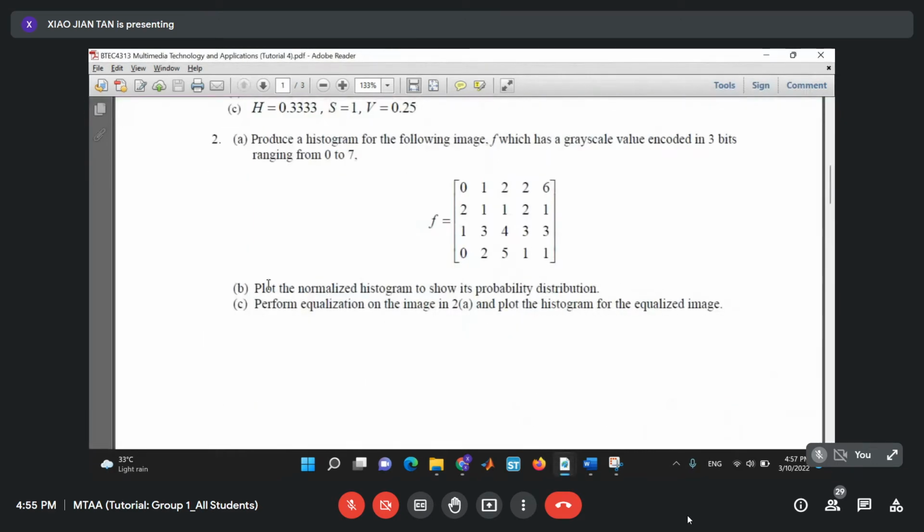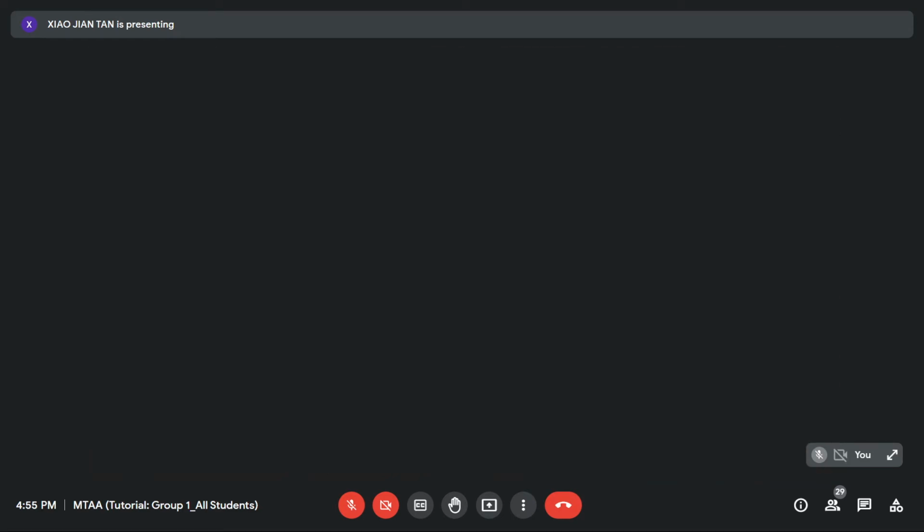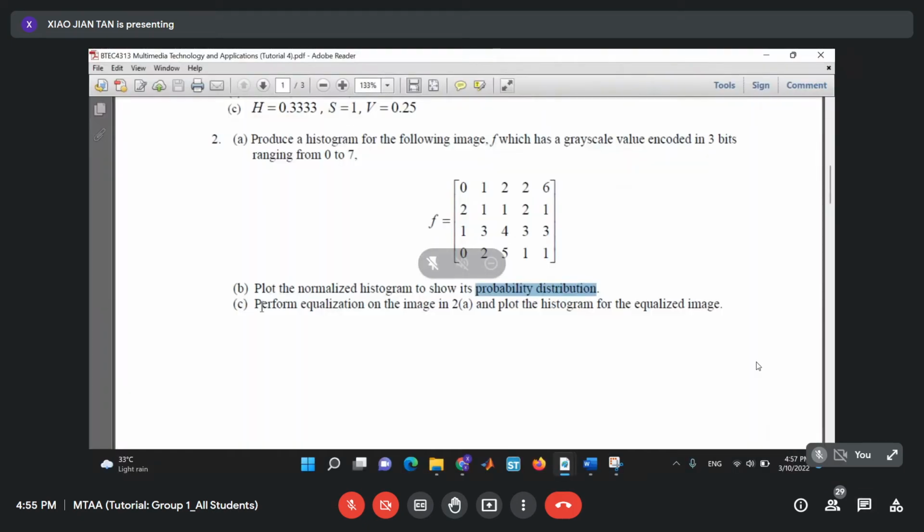Okay, for B, plot the normalized histogram to show its probability distribution. I would prefer to tabulate a table for this one. For C, perform equalization on the image in 2A, and plot the histogram for the equalized image. Which means after you perform the probability distribution for B, for C you need to perform equalization. After that, you replot the histogram.